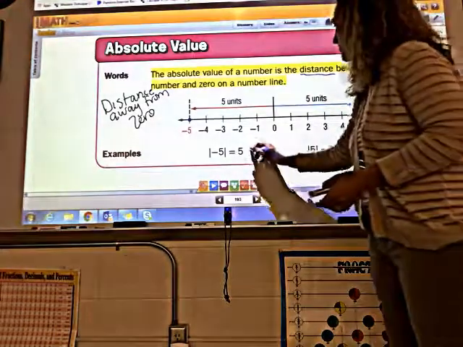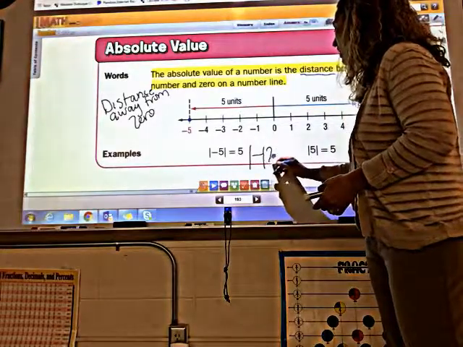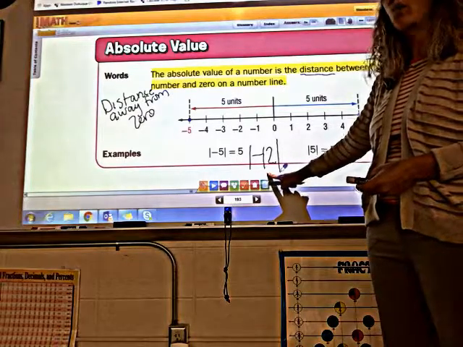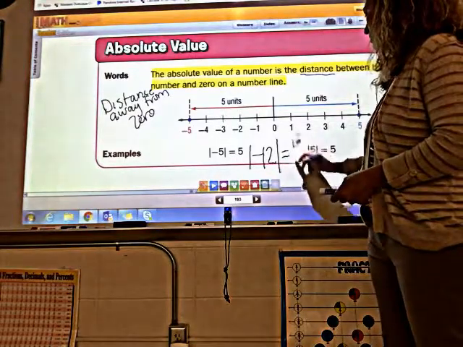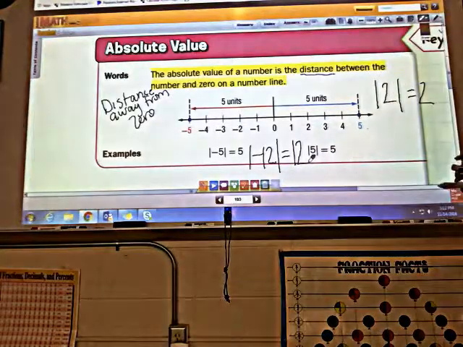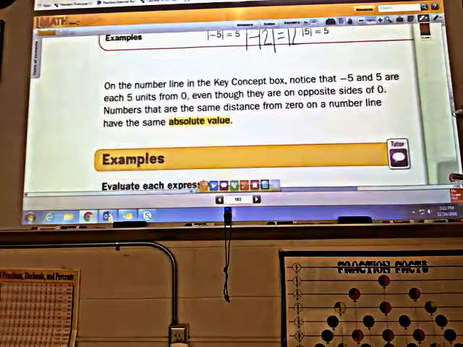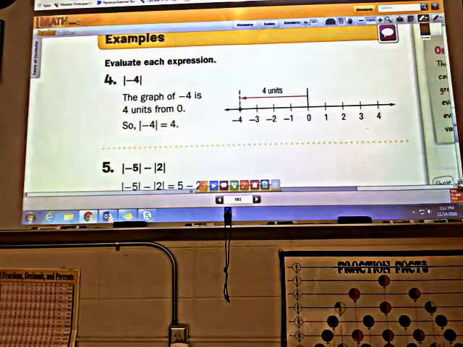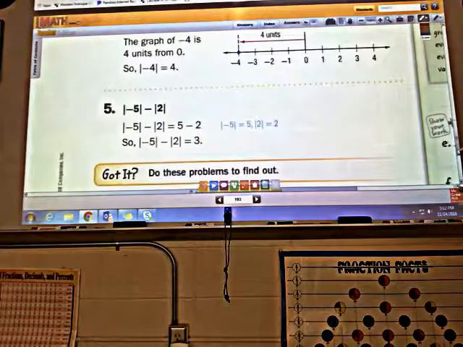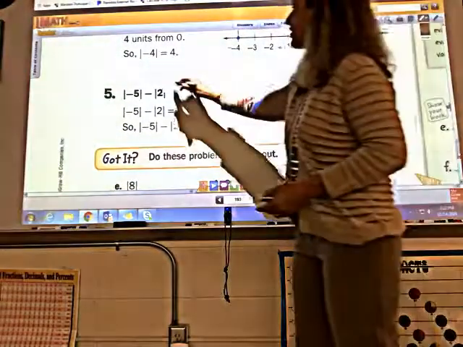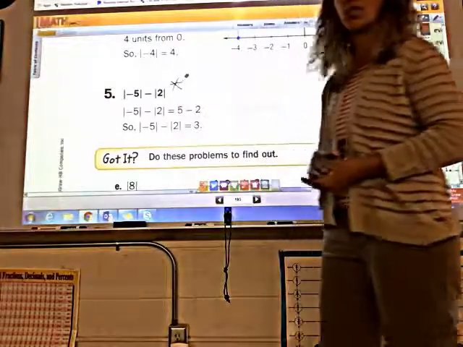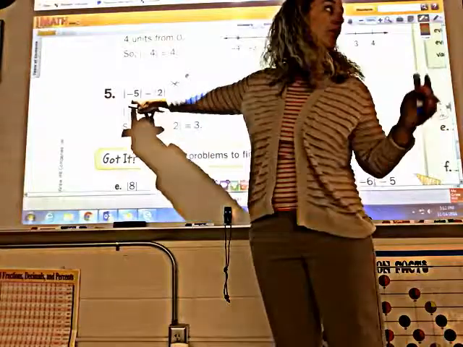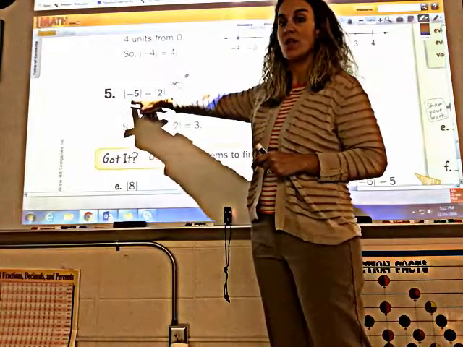Another example could be maybe we have the absolute value of -12. So I'm thinking to myself, if I start at 0, how many places would I move to get to -12? And that would be 12. Example 4 gives you an example of the absolute value of -4, and you can see how they thought of that. Example 5 is a little bit different because here they're looking at an actual expression. So you want to ask yourself, what's the absolute value of -5, or how many places away is -5 from 0 on the number line?